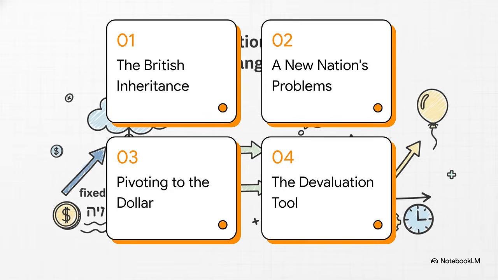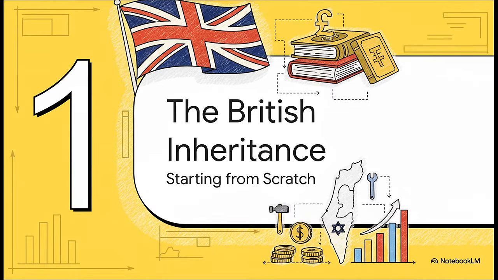So here's how we're going to break this down. First, we'll look at the British inheritance. Then we'll get into a new nation's problems, cover the huge shift of pivoting to the dollar, and finally, we'll unpack a really powerful idea called the devaluation tool. All right, let's dive into part one, the British inheritance.